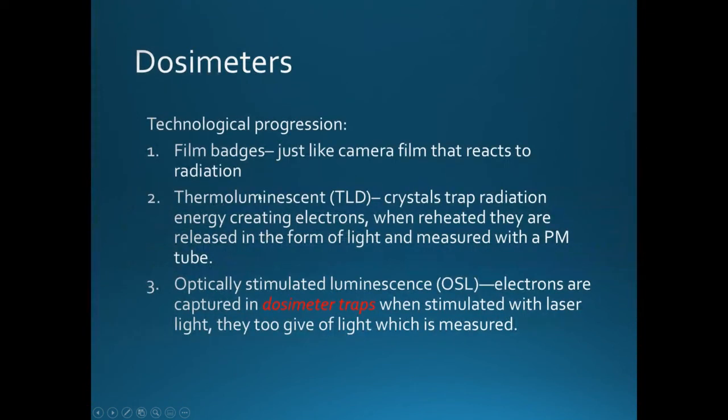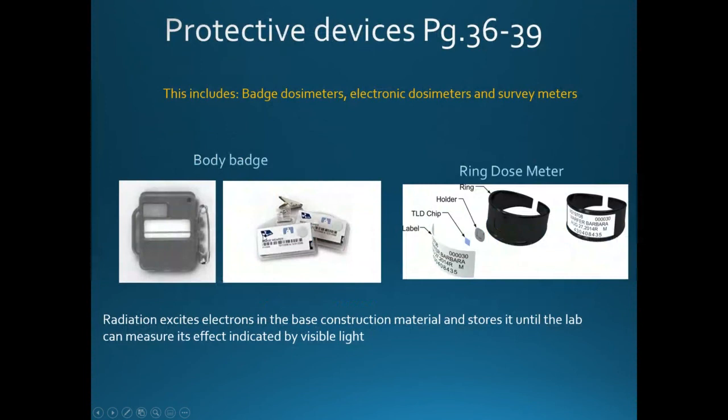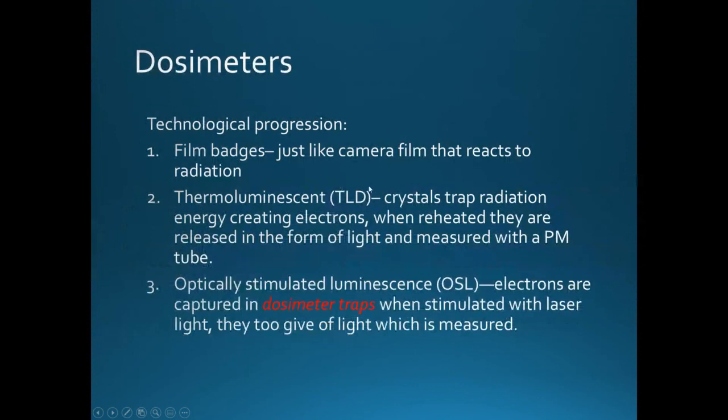So dosimeters here again, they follow a kind of technical progression. Not that one, this one should be over here if we're talking that way, but they've evolved over the years from film badges, which are just like camera film, but they react to radiation and you send it away to essentially get quote unquote developed, and they'll tell you how much radiation you've been exposed to.